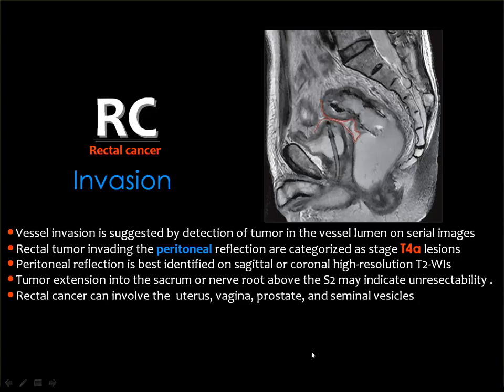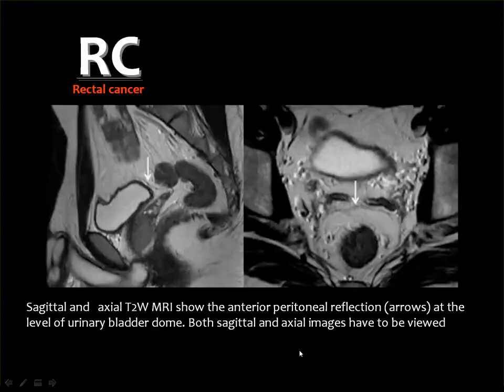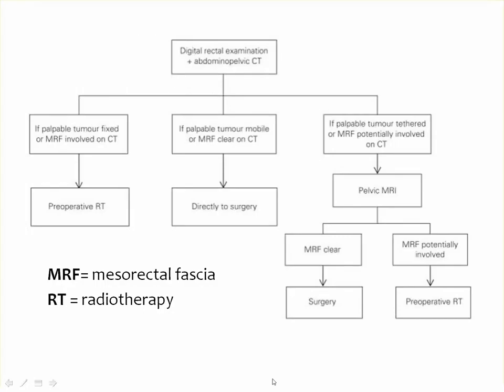But in many cases, you can see the involved peritoneum because it has been thickened, so that you can elicit it in the imaging. And this is the peritoneal reflection in a normal condition, and you see it is just superior to the urinary bladder in the sagittal image, which is according to the literature the most common or the most preferable plane for assessment of the peritoneal reflections.